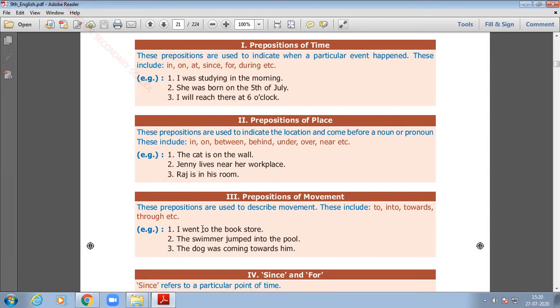See, if I just remove this "to", I went the bookstore. You see, something is missing there to complete the sense. Okay, hope you understand, children. So, pre means before and position means place. A word placed before a noun to show its relation to another noun.